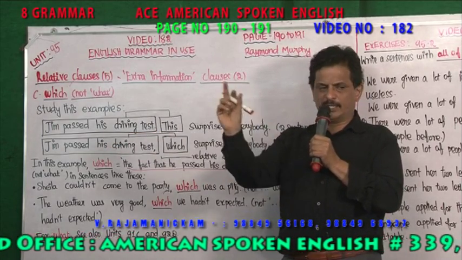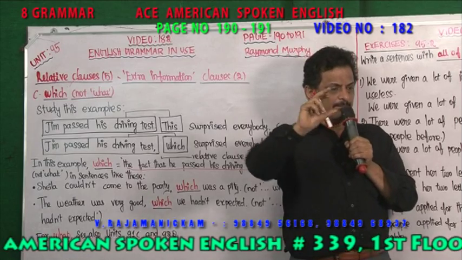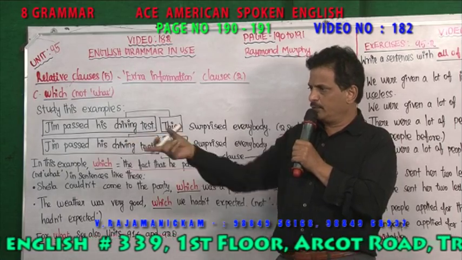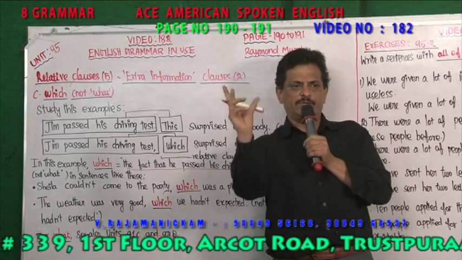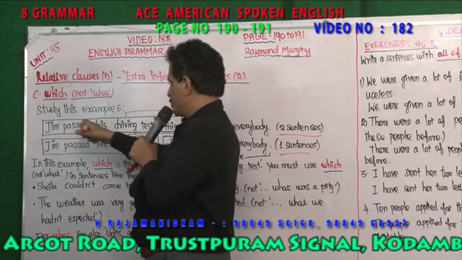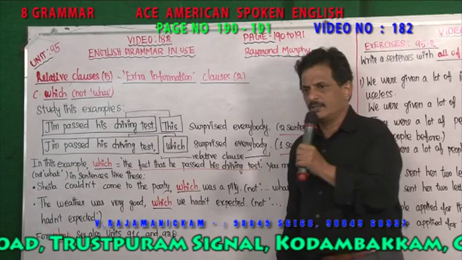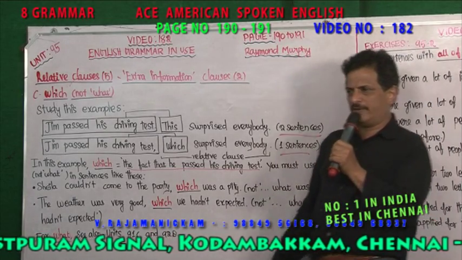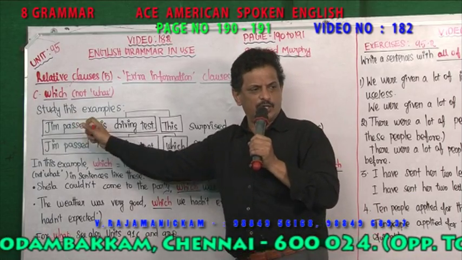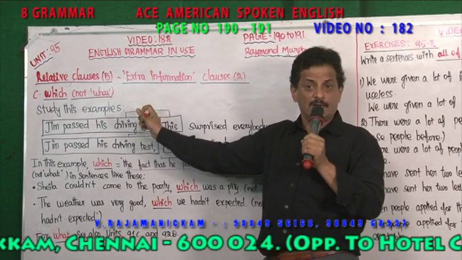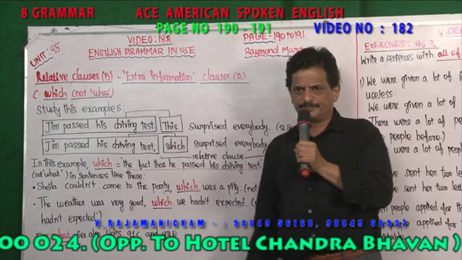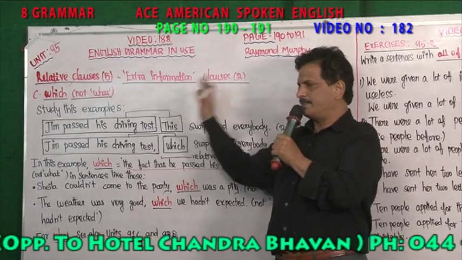So subject, verb and object. When you want to give extra information about the subject, you are using who and which. When you want to mention the object and give information, you are using whom and whose. Here, Jim passed his driving test. What is the subject? Jim is the subject. What is the verb? Passed. What is the object? His driving test. You put a full stop. You don't want to extend it. Close it. So subject, verb and object is there, right?